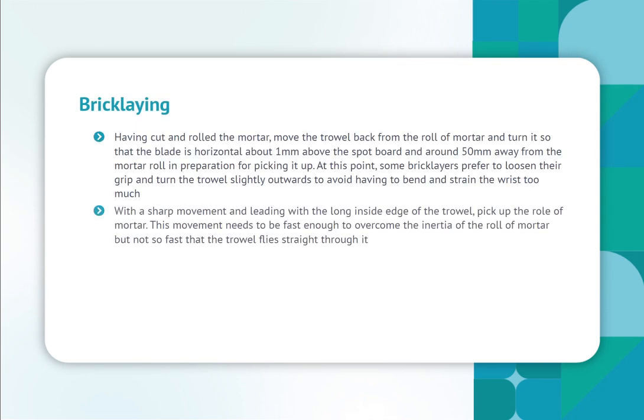Having cut and rolled the mortar, move the trowel back from the roll of mortar and turn it so that the blade is horizontal about 1 mm above the spot board and around 50 mm away from the mortar roll in preparation for picking it up. At this point, some bricklayers prefer to loosen their grip and turn the trowel slightly outwards to avoid having to bend and strain the wrist too much.